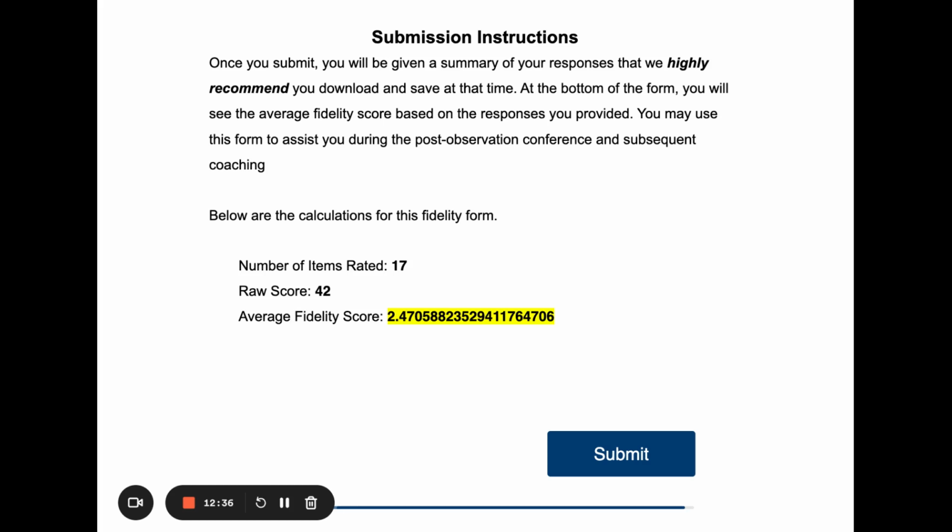Once you hit submit, you'll be given a summary of your responses that we highly recommend you download and save at that time. At the bottom of the form, you'll see the average fidelity score based on the responses that we provided. You may use this form to assist you during the post-observation conference and subsequent coaching. Mr. Willaby's average fidelity score is 2.4.